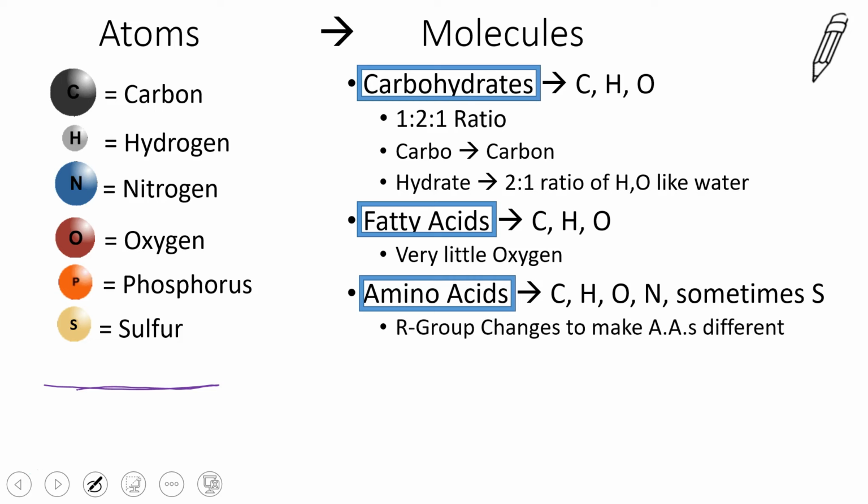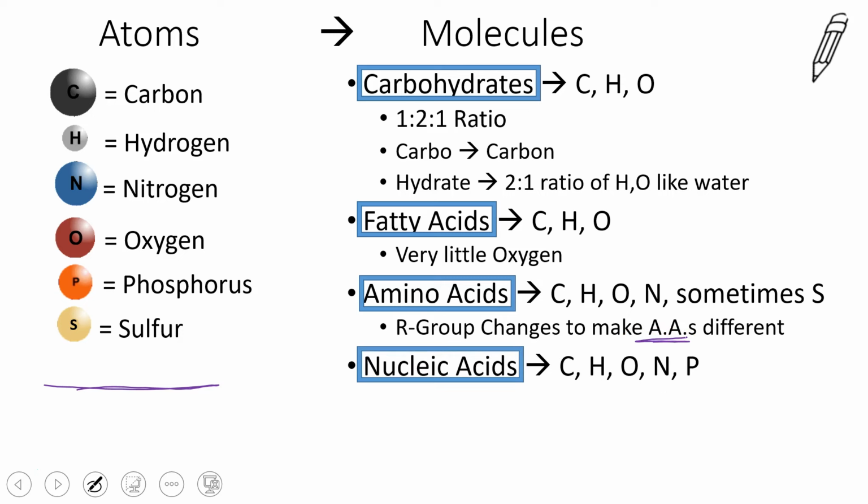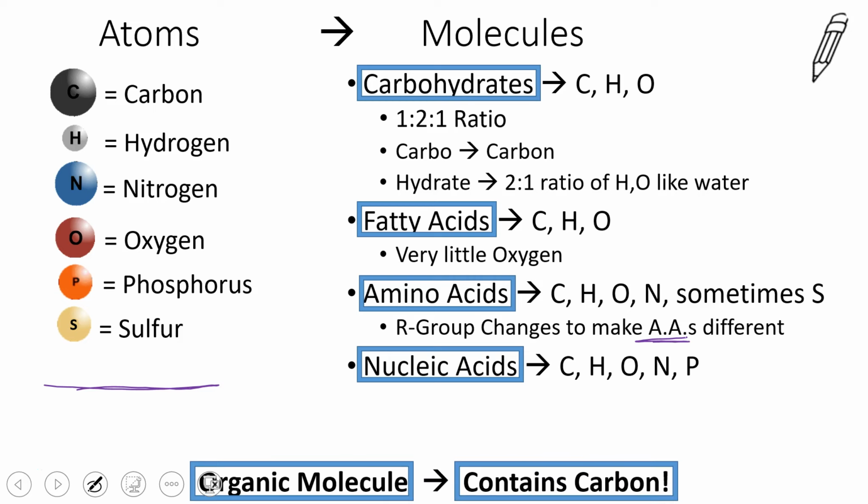Okay, this is the abbreviation for amino acids. Nucleic acids have carbon, hydrogen, oxygen, nitrogen, and phosphorus. And again, this is a big important one. Organic molecule means that it contains carbon.